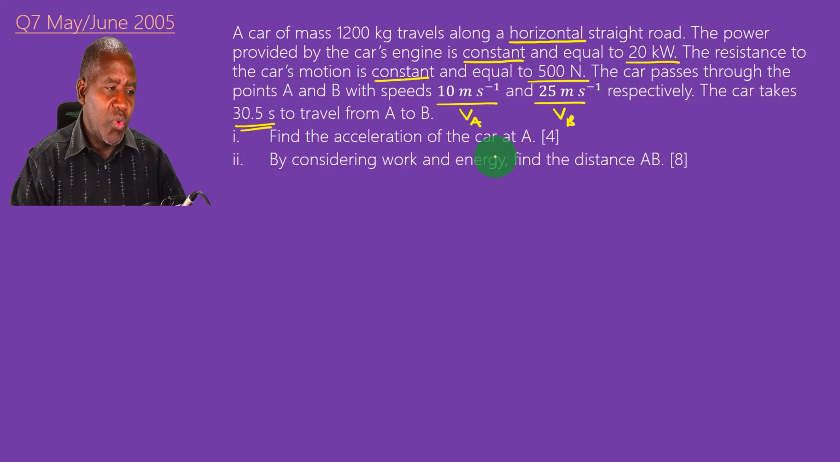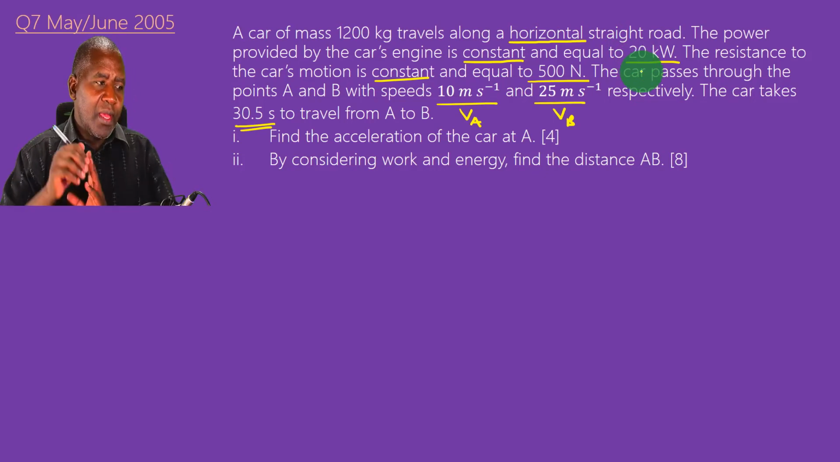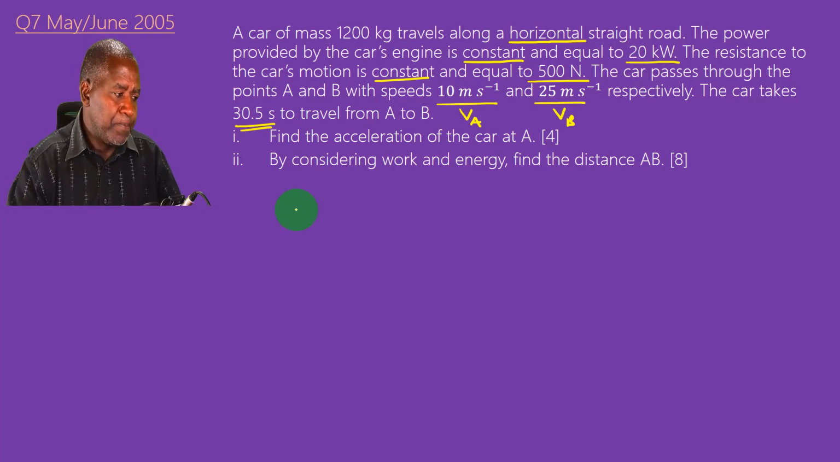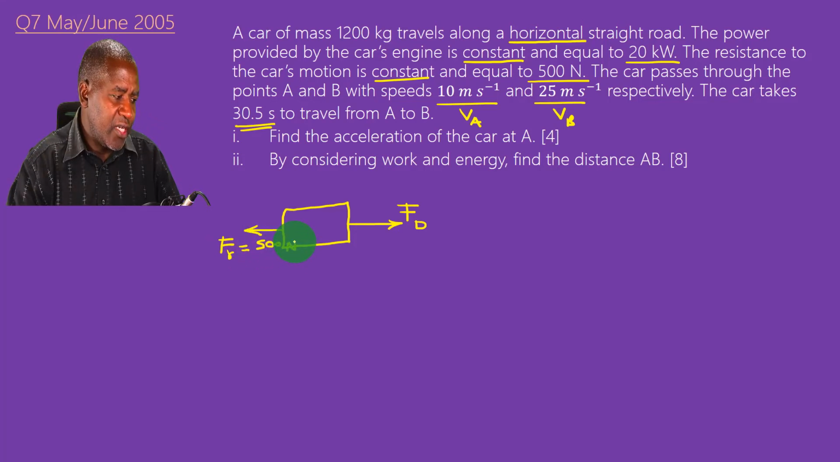Let's look at what we have here. It is the power which is constant. So, power has been mentioned, resistance has been mentioned, the car is here. There is the car, because it has a certain power, it always exerts a certain driving force FD. It is encountering a certain amount of resistance FR, which is constant, and it is equal to 500 newtons.